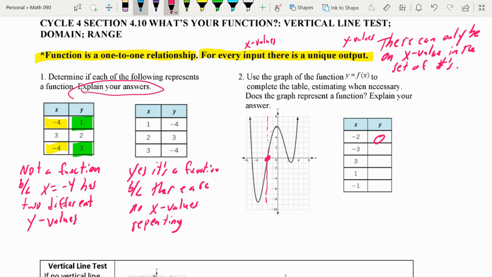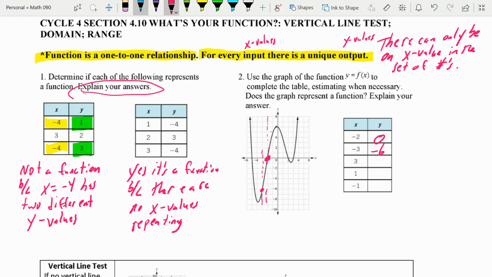Now -3. -3 is right here. Where does that dotted line cross the graph? It crosses right there. Oh wait, no, it doesn't. And I have my glasses on. I guess I just made a big mess of it. All right, it crosses right there, so it crosses at -6.